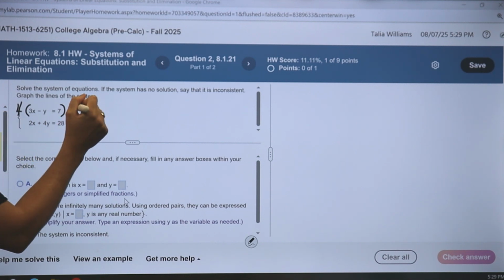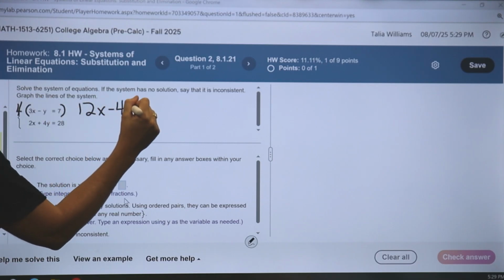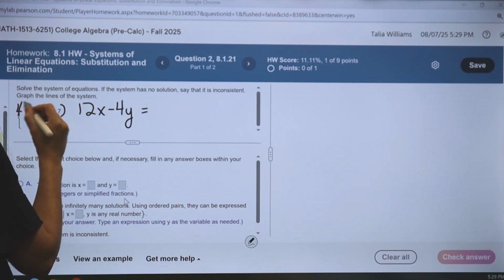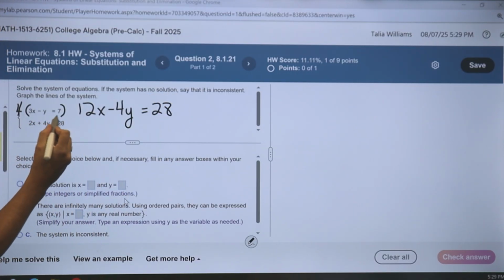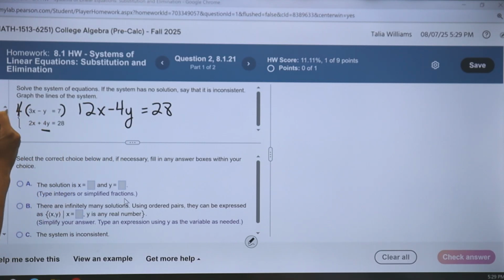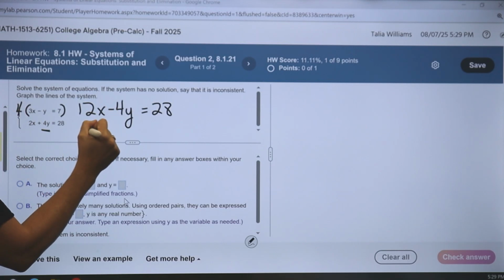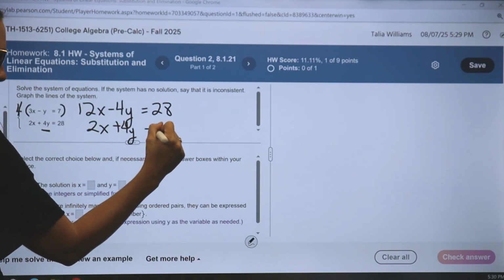When you multiply, you have to multiply the entire equation. So I'm going to do 12x minus 4y equals 4 times 7 is 28. And then this one, since it already has the 4y that has the opposite sign, I'm just going to bring this equation over so they're lined up, and I can use elimination again.